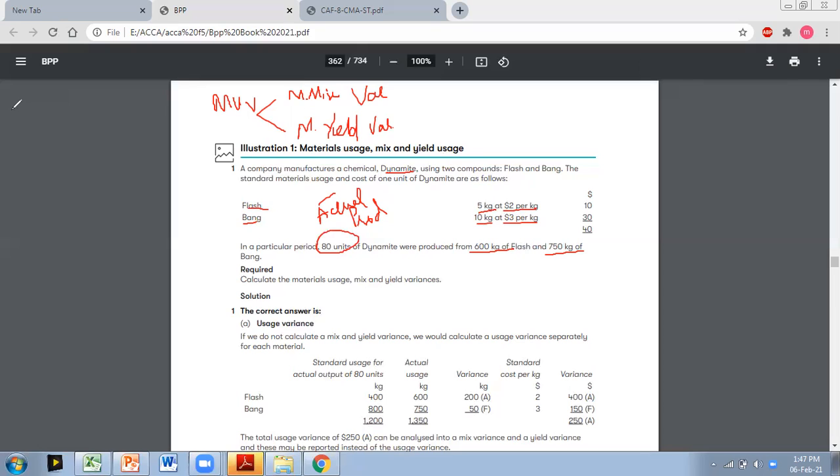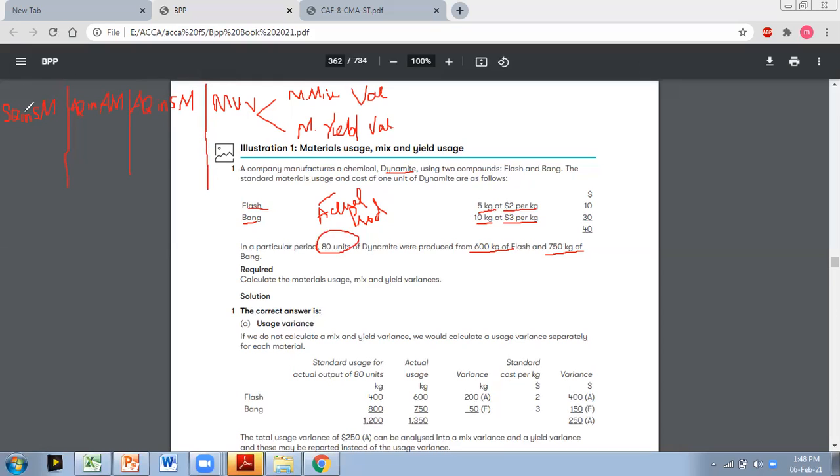Okay. So first we have to take standard quantity in standard mix, right? After that we have to take actual quantity in actual mix. After that we have to take actual quantity in standard mix, right? This is very important, okay? You have to practice it.